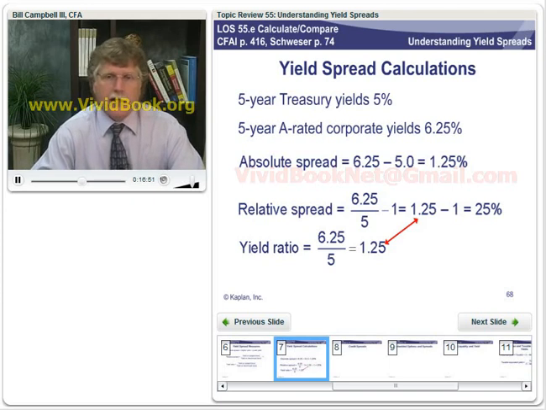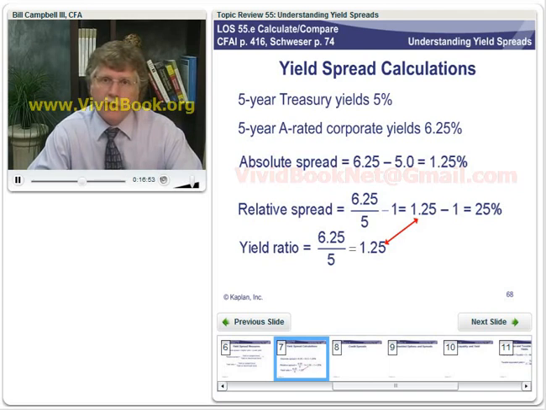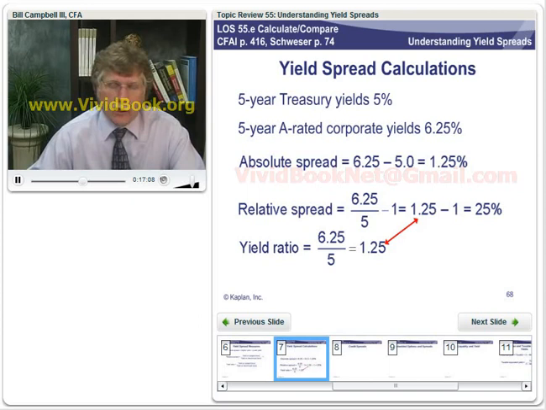Very easy to calculate. Make sure that you get the 3 of them straight, because on the exam they could easily ask you for one of these, let's say the relative spread, and give you as one of the wrong answers the yield ratio. And if you don't remember which one is which, you could easily get this wrong. So make sure you study these and get clear in your mind which one is which.